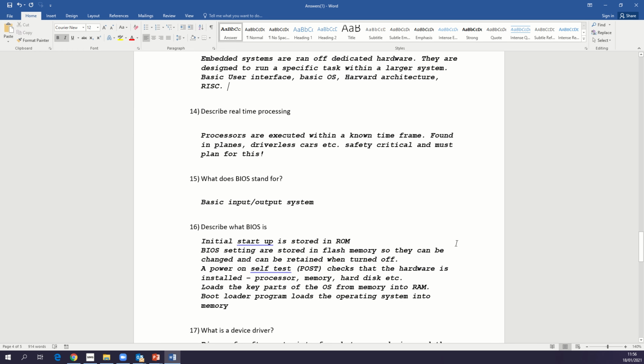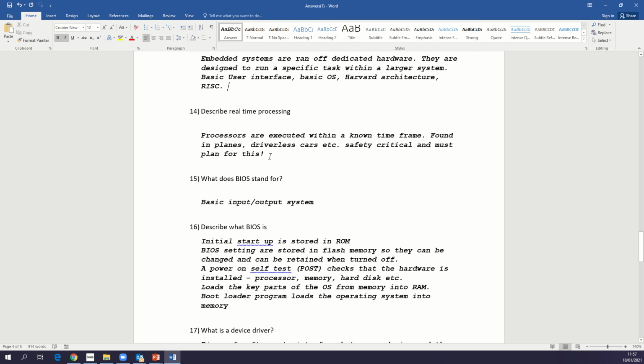So then question 14, describe real-time processing. Processes that are executed within a certain time frame. So you can think of critical systems such as driverless cars, or quite often if you're looking at missile launchers and those kind of things, or rocket launchers. The system has to react straight away to what is happening. They have to be what's called safety critical.